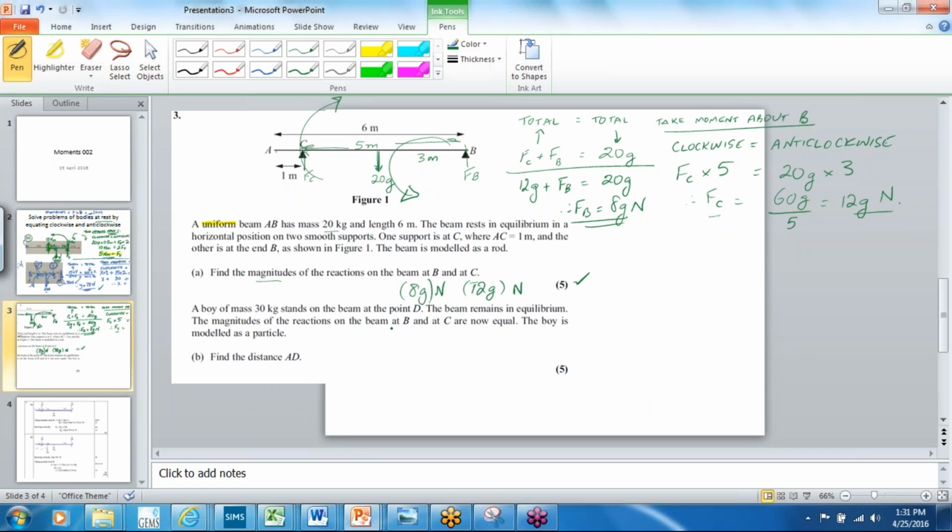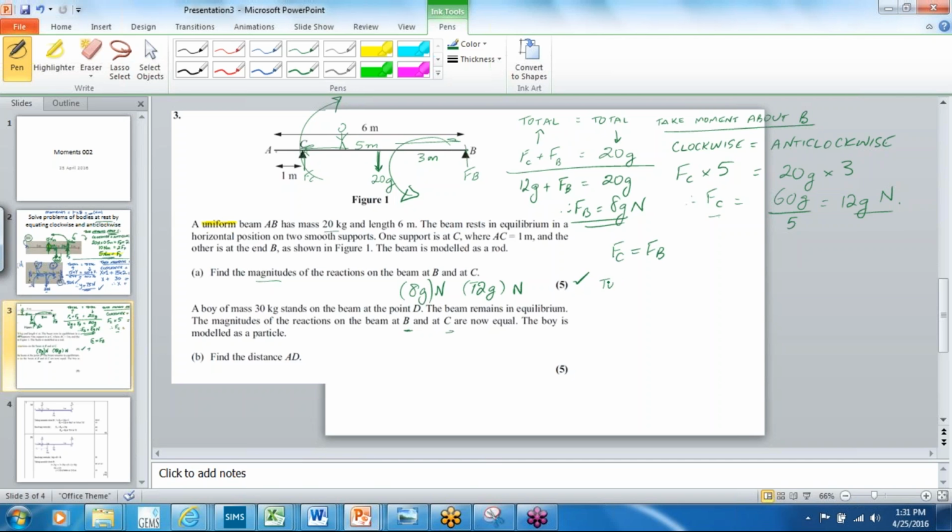The magnitudes of the reactions on the beam at B are, okay, so what they're saying is the boy stands somewhere so that the reaction on B and C are equal. All right, so we've got the force acting down, and the boy has to stand somewhere in here so that the force at C and the force at B are equal. So the force at C equals the force at B.